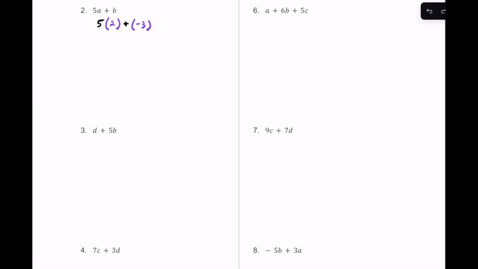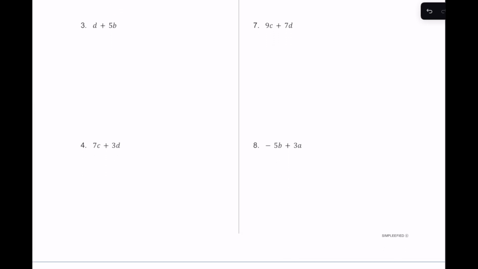Between multiplication and addition, the multiplication is going to go first, so 5 times 2, that's going to equal 10. So we have 10 plus this -3, which again is the same thing as 10 minus 3. So 10 plus -3 or 10 minus 3 is going to equal this +7.